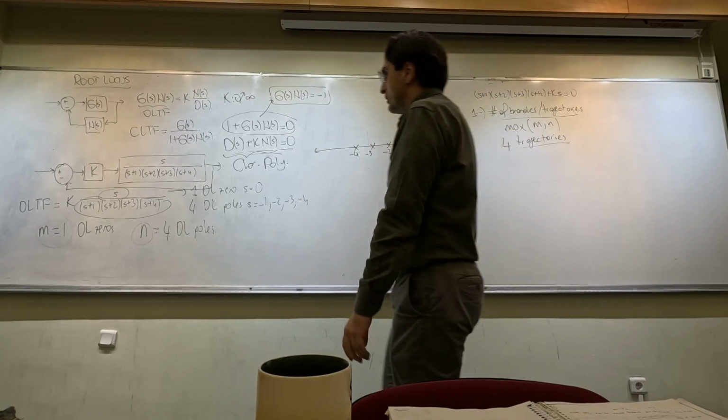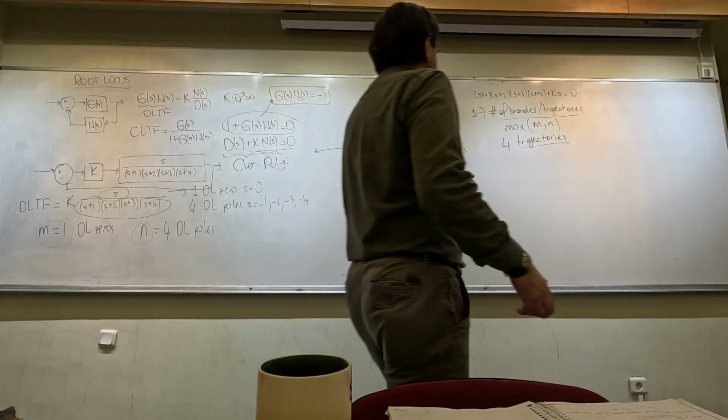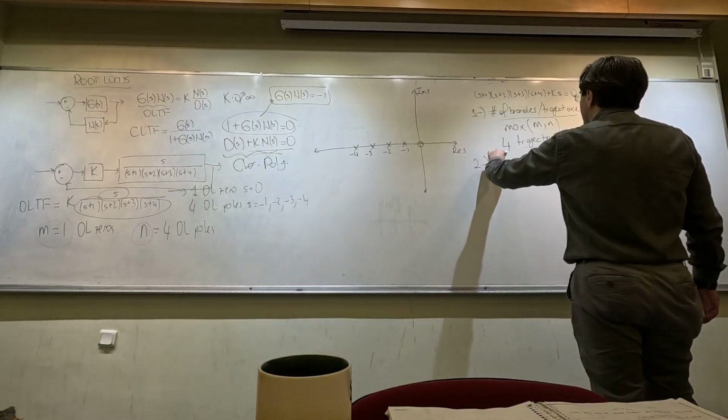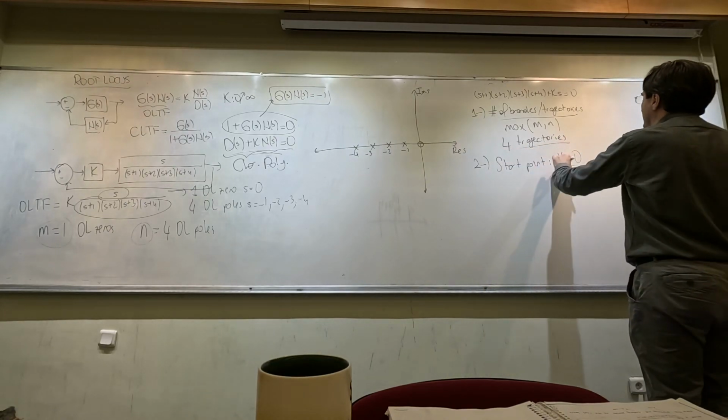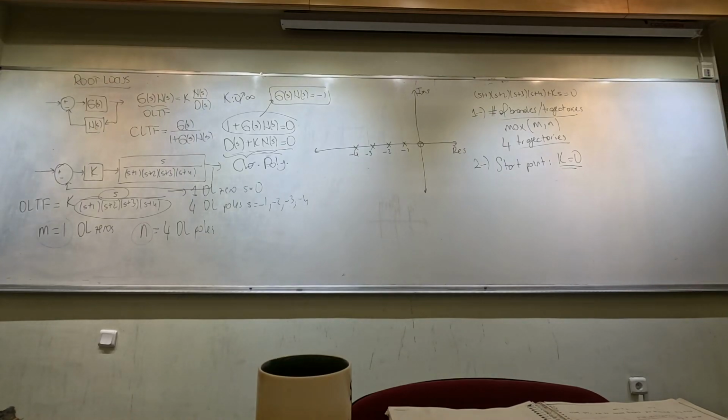So this is rule 1. Rule 2 is start and end points. Okay? So start points means k is equal to 0. And remember how we actually reason about this.